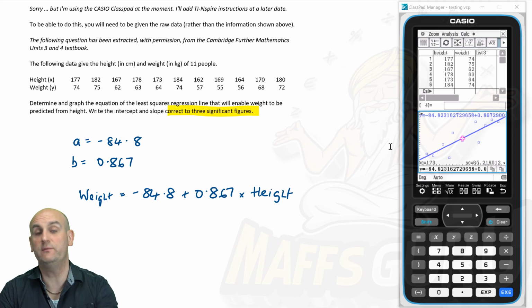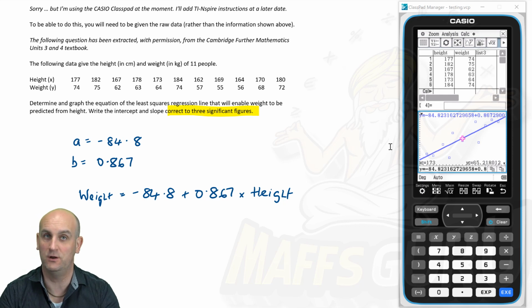Pretty much we're done. Now, sometimes they will ask you to, and we're going to do that example in a moment, they'll ask you to actually interpret the slope, or they'll ask you to interpret the intercept, but let's not rush ahead with that. So there we go. That's literally all you need to do.